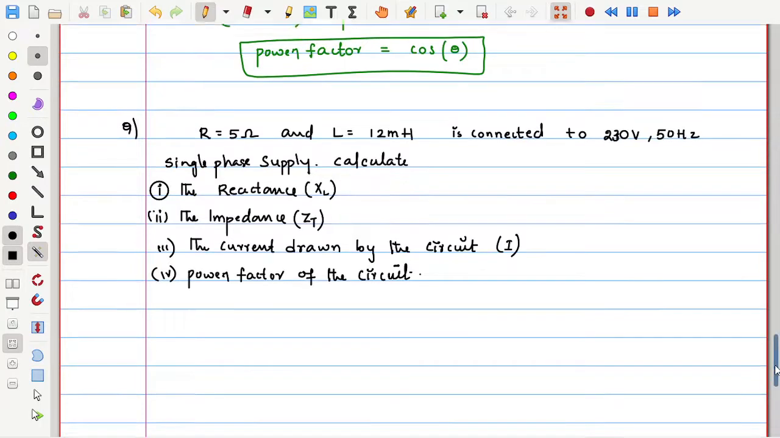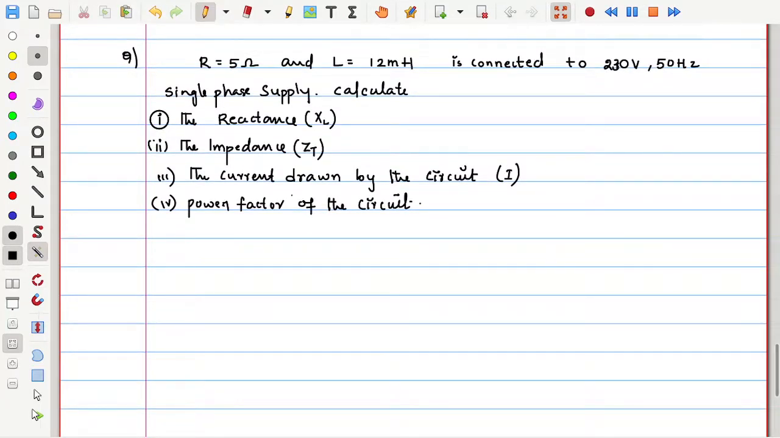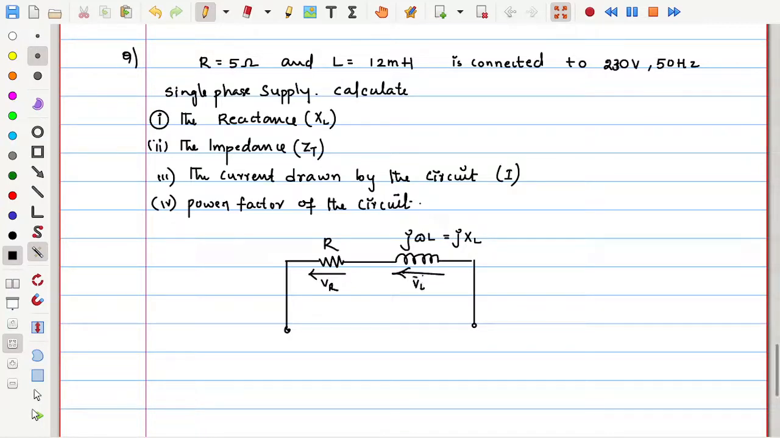Okay. So when you see this data, quickly try to put everything into phasor form in the circuit. I have a resistance and an inductor connected in series, which forms a series RL circuit. I will write the inductor directly as j omega L, which is equal to simply jXL. The voltage across the resistor is VR and across the inductor is VL bar, the total voltage is V bar and the current is I bar. Everything is in phasor form.